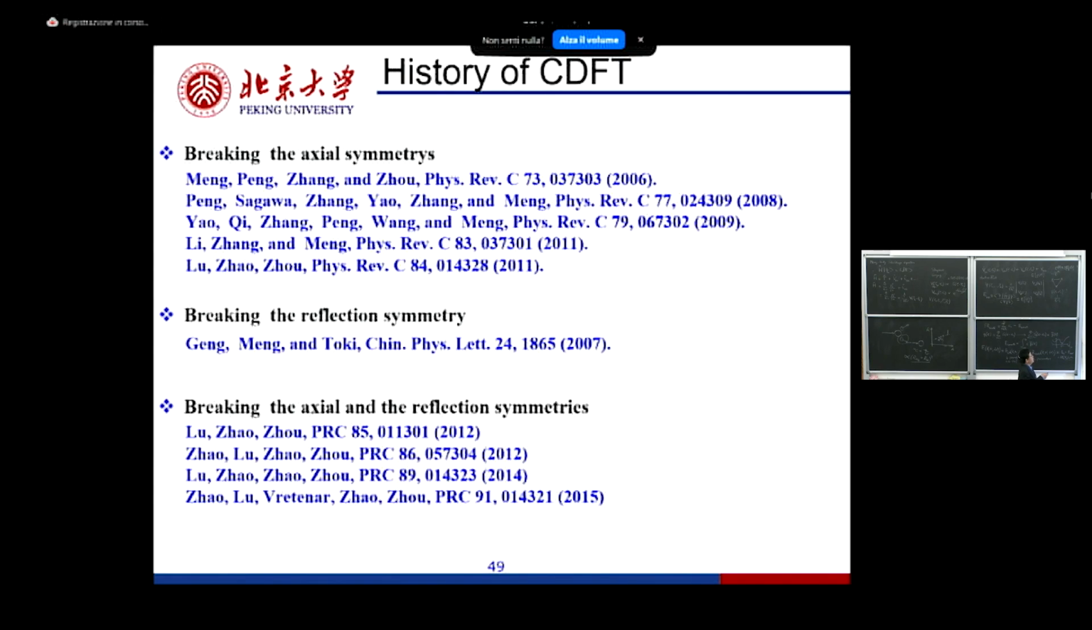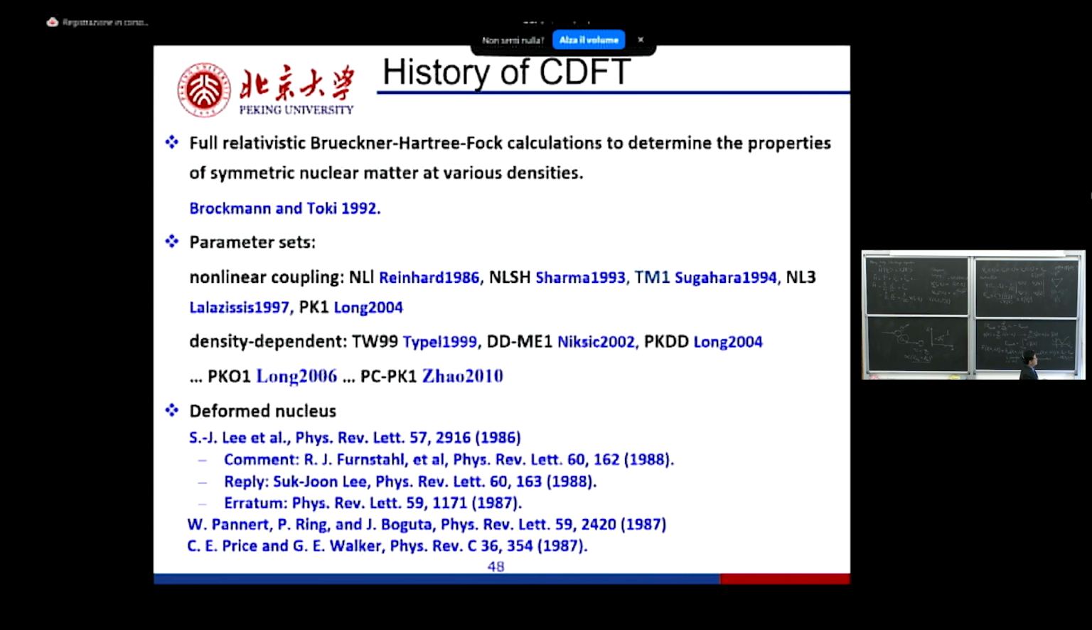And then later on, you will see a lot of people work on deformed nuclei, that means they are breaking the spherical symmetry, right? They are breaking the spherical symmetry. By the way, Professor Peter Nguyen always told people how he became involved in this relativistic approach.